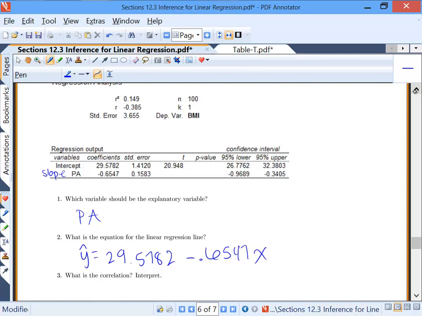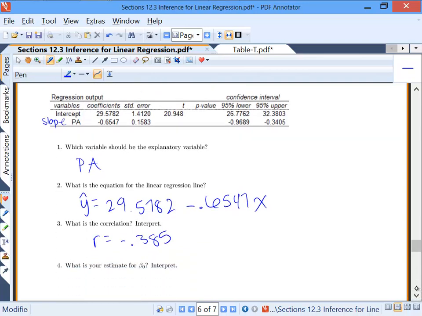So looking at the output, what is my correlation? Our correlation symbol is negative 0.385. And what does that mean for us? If it's negative, that means we have a negative linear association. We have a negative slope. And with negative 0.38, how strong of an association do we have between these two variables? Kind of a so-so strength.